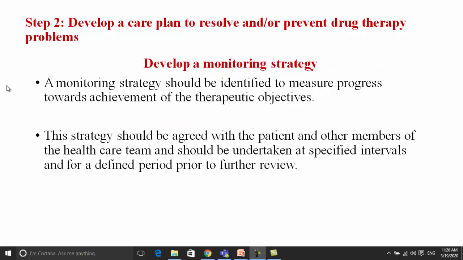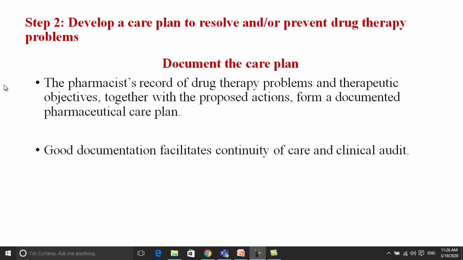The second one is to develop a monitoring strategy, which should be identified to measure progress toward achievement of the therapeutic objectives. The strategy should be agreed again with the patient and other members of the healthcare team, and should be undertaken at specified intervals and for a defined period prior to further review. Document the care plan. As we previously said, the pharmacist's record of drug therapy problems and therapeutic objectives, together with proposed actions, forms a documented pharmaceutical care plan. Good documentation facilitates the continuity of care and helps research and clinical audit.